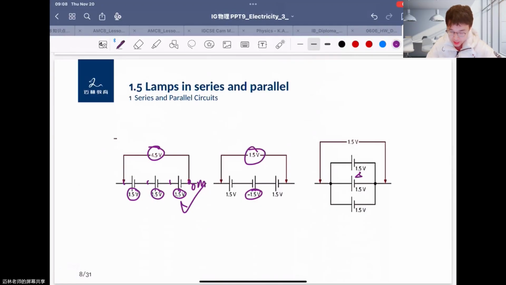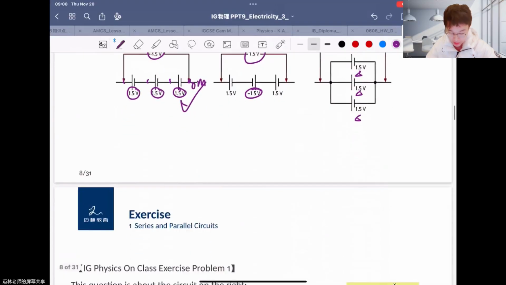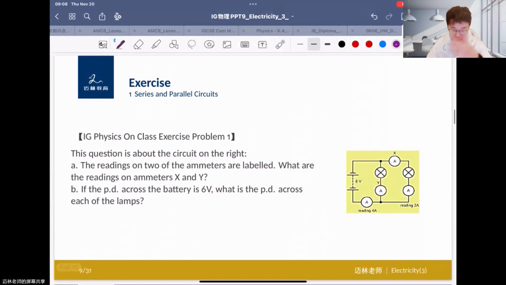And here you can find that if you connect them in parallel, the three batteries just have the same potential difference. They are all 1.5 volts, okay? So please try to do this exercise, and try to determine the readings on the ammeters, and the voltmeter, and how to measure this. Okay, try to do this problem, please.